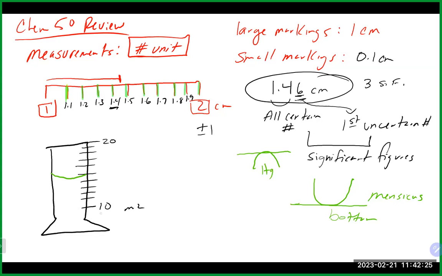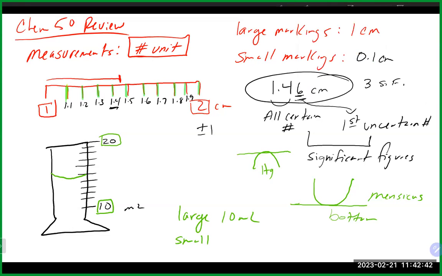In this particular case, if we look at our big numbers here, our large markings between 10 and 20, the large markings on this piece of equipment would be 10 milliliters. That means our small markings, if we count starting with the dash after the 10, are 1, 2, 3, 4, 5, 6, 7, 8, 9, and 10. So once again, we have 10 markings between the two. That means each of the small markings represents how much in this case?